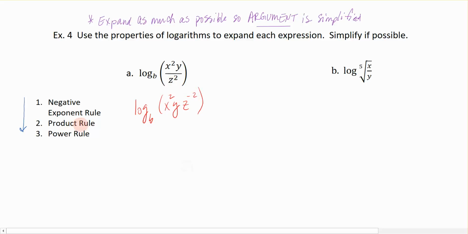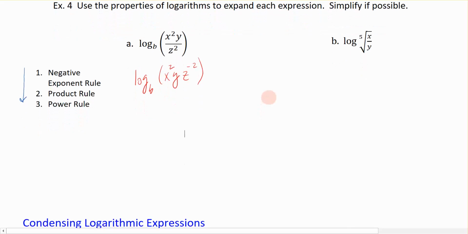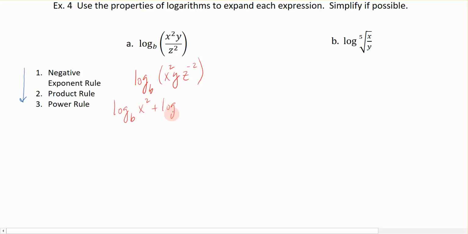Now let's talk about the product rule. The product rule has to do with our log rules that we've been discussing. The product rule says that I can take these three terms here that are in the argument and write them as separate expressions. So this is log base b of the first term x squared plus log base b of the second term y plus log base b of the third term z to the negative 2. So that's the product rule.